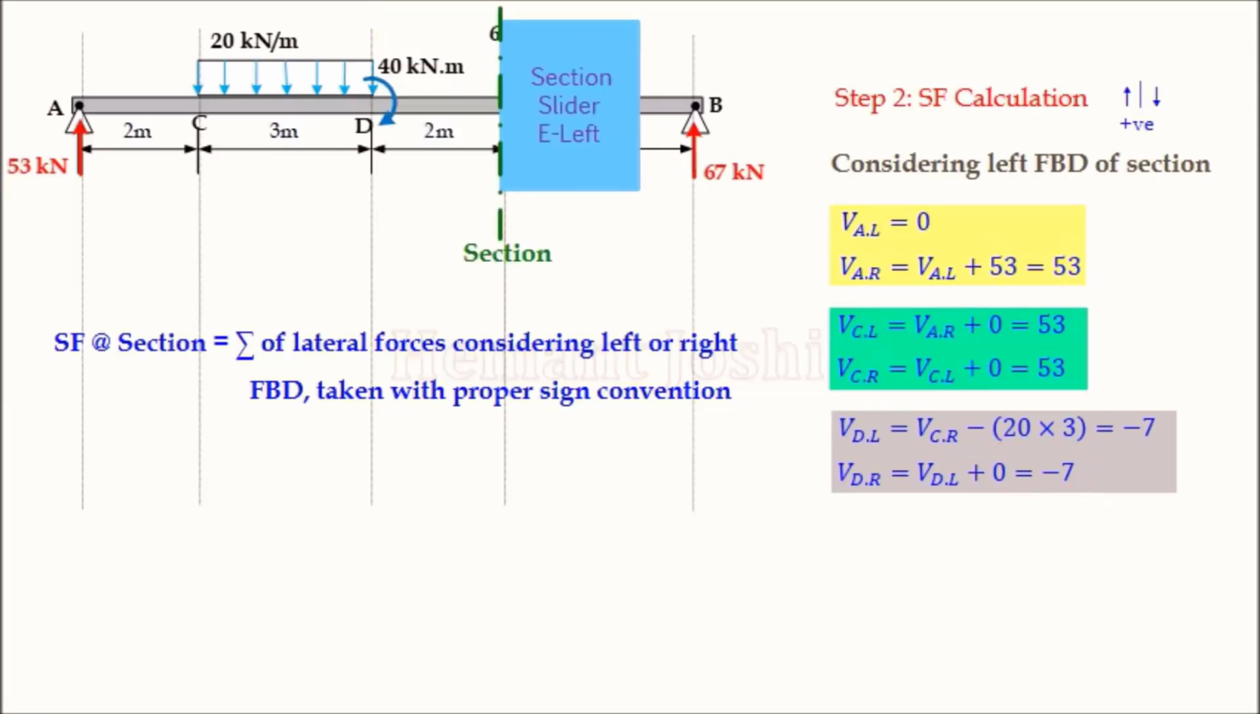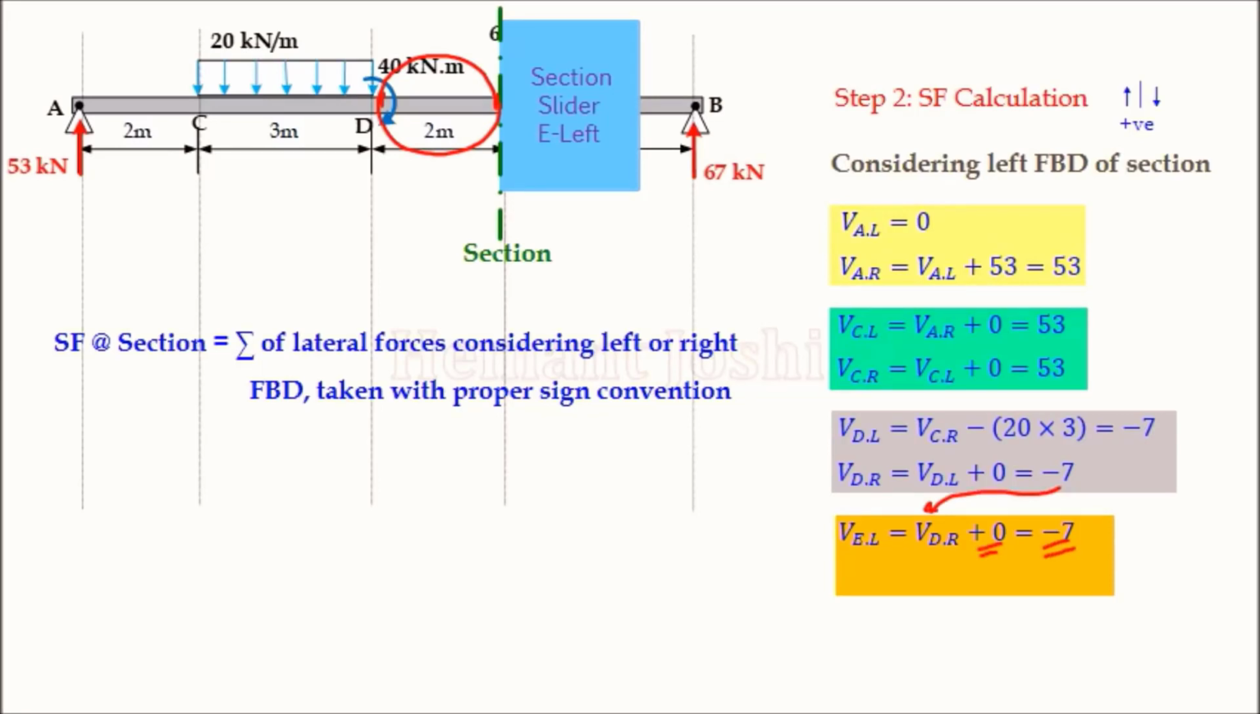After D right, next point is E left, just left of E. So D right we are having the value and E left is here. Between these 2 points there is no load. So original value is taken as here and newcomer is 0. So answer is minus 7.